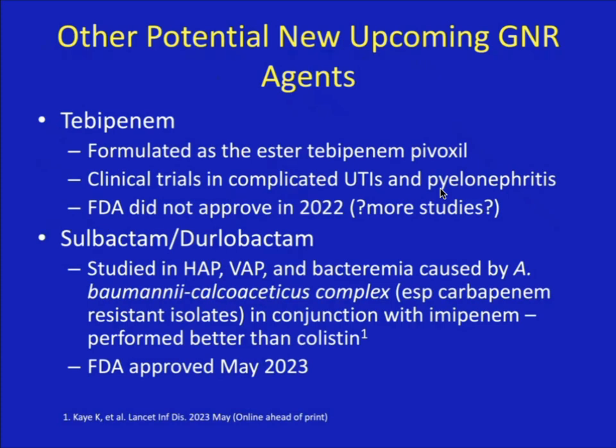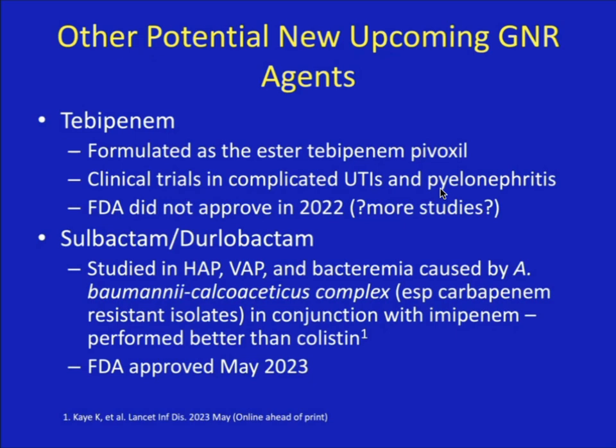Last slide for this is potential new agents. Cefepime-taniborbactam is not approved yet. Tebipenem is approved in Japan, an oral carbapenem. The prodrug becomes carbapenem. It's great if you think about ESBL UTIs and sending people home on pills. Oh boy, for us stewardship people, the potential for abuse is outstanding and scary.